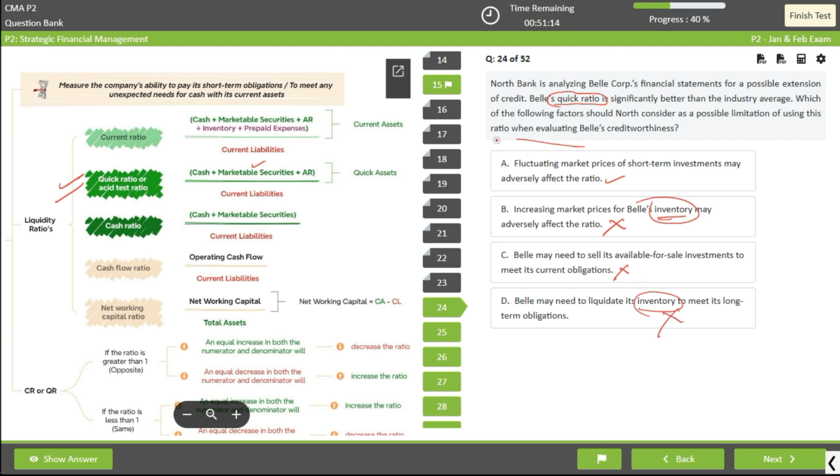So the correct option is that we include the marketable securities, short-term investments. So that's why it is going to affect and not a limitation to consider. So North Bank must consider as a possible limitation of using the ratio while evaluating Bellis creditworthiness that marketable securities can fluctuate. It can go down or it can go up.